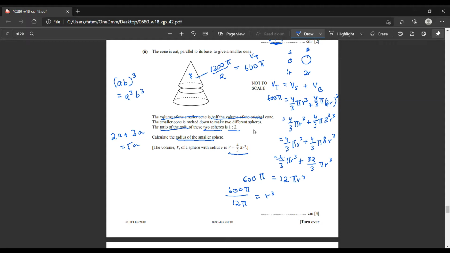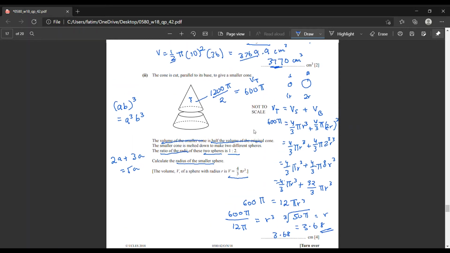That's 50, so r cube is equal to 50, and the cube root of 50 is equal to r. Okay, so type that in the calculator, you get 3.68. That is your final answer.